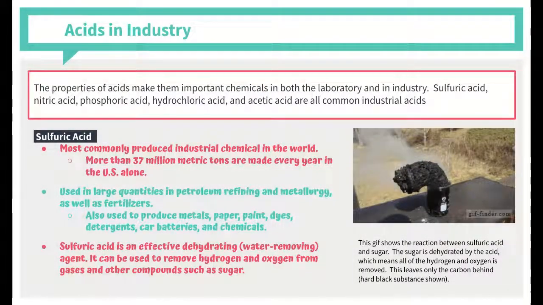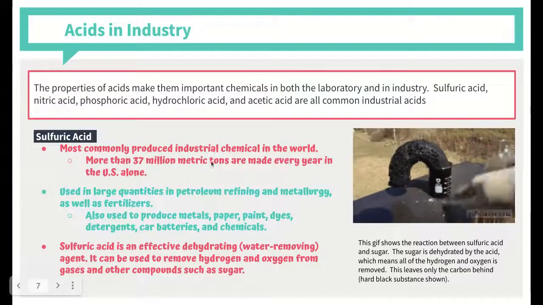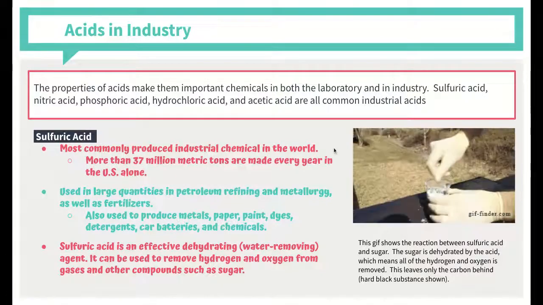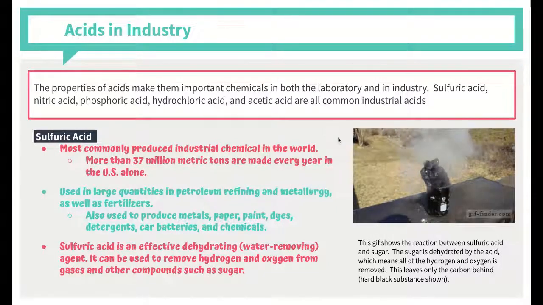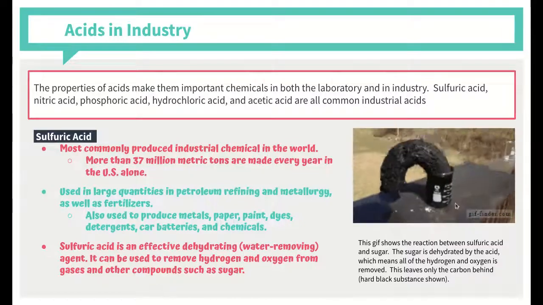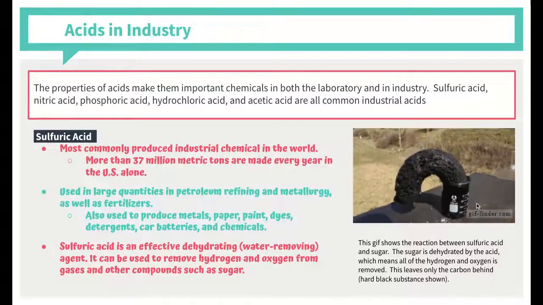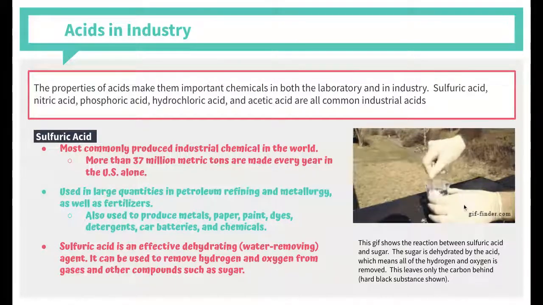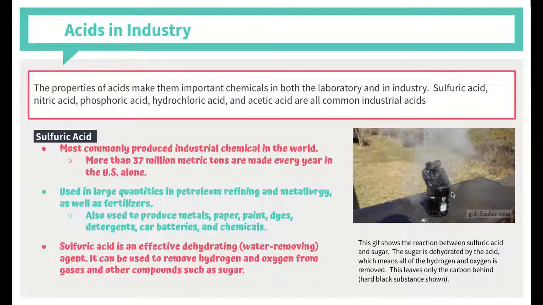So there's lots of different uses for acids in industry. Sulfuric acid, widely used in manufacturing, especially like metals and things like that. It's really, really good at pulling out the carbons, or separating the hydrogens, I should say, from the carbon and oxygen. So that's what this video is showing. This is just sugar in a beaker with sulfuric acid. So that sulfuric acid pulled all of those hydrogens and oxygens out and just left the carbon behind, which is this big black piece here.